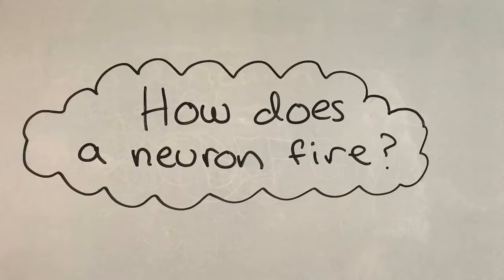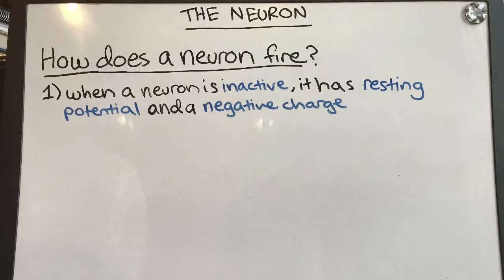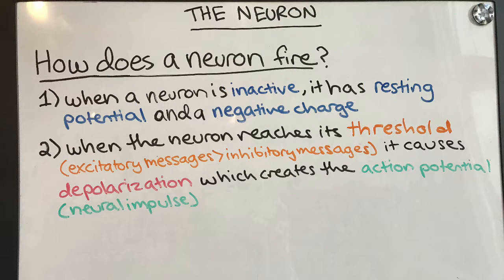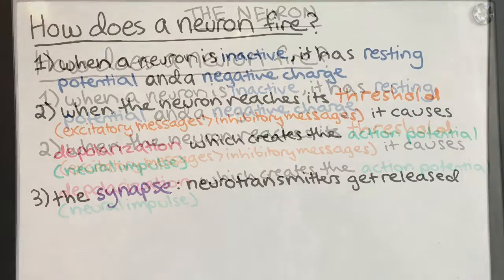Lastly, how does a neuron fire? So this process isn't as complicated as you think. First, when a neuron is inactive, it has a resting potential and a negative charge. Then, when the neuron reaches its threshold, where excitatory messages are greater than inhibitory messages, it causes depolarization, which creates the action potential, or neural impulse.